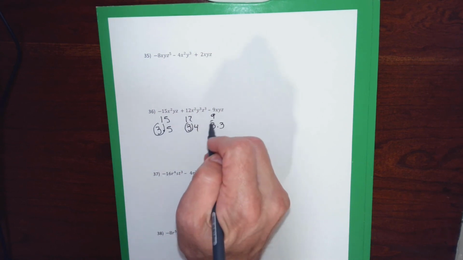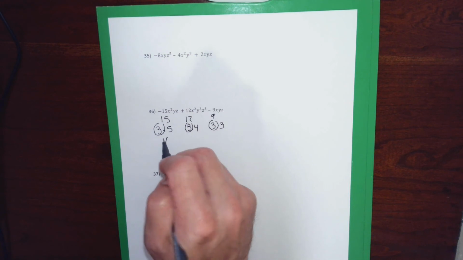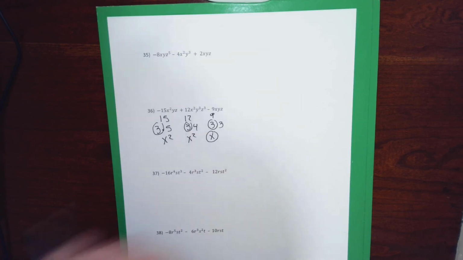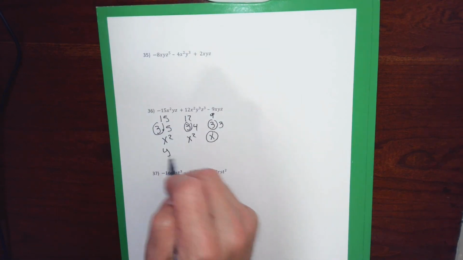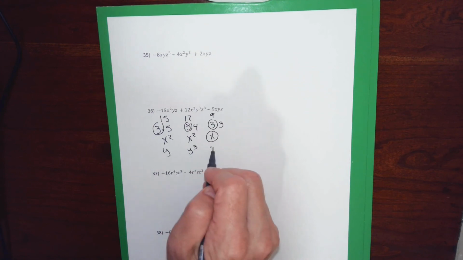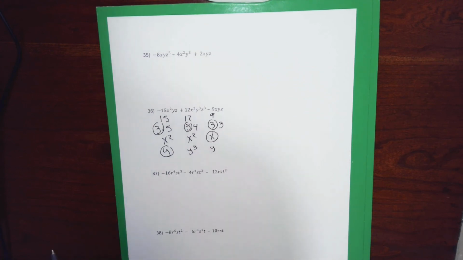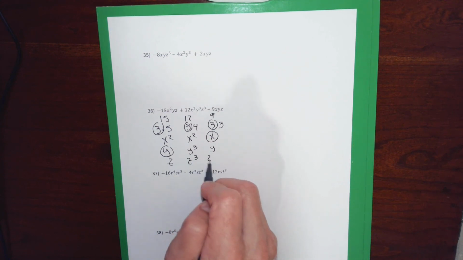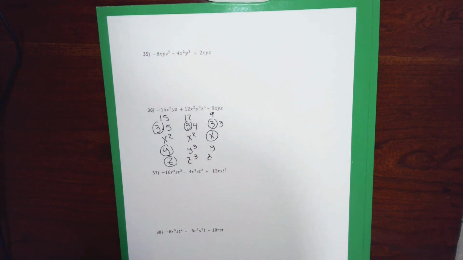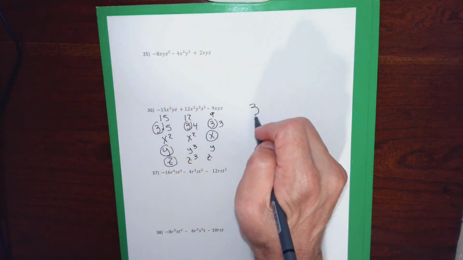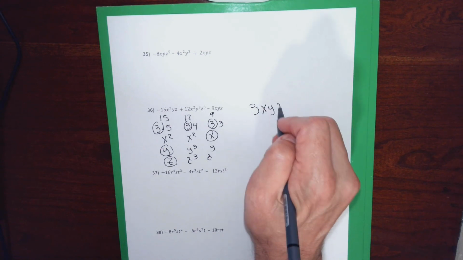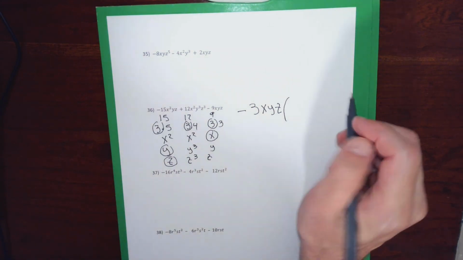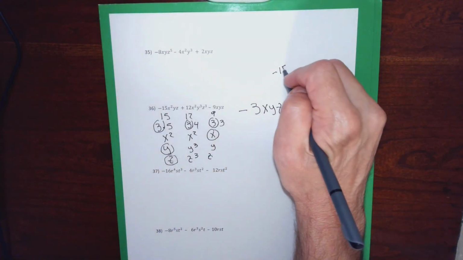The number part of my greatest common factor is going to be 3. For the variables, for the x's, they all have an x, and the smallest exponent is an x to the first. For the y's, they all have a y, and the smallest exponent is y to the first. And for the z's, they all have a z, and the smallest exponent is z to the first. So the greatest common factor would be 3xyz. I'm going to factor out the opposite of the greatest common factor, so I'll put a negative up front. And now, one term at a time.